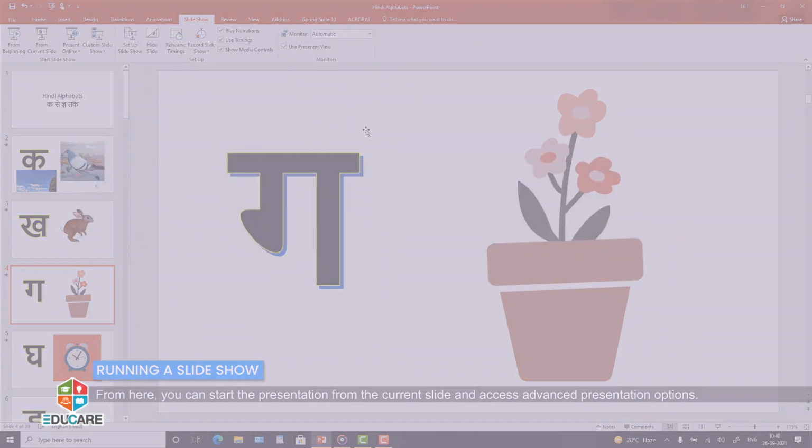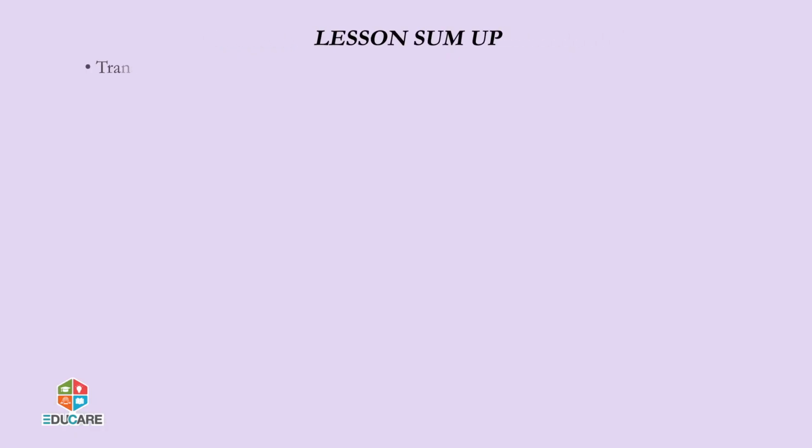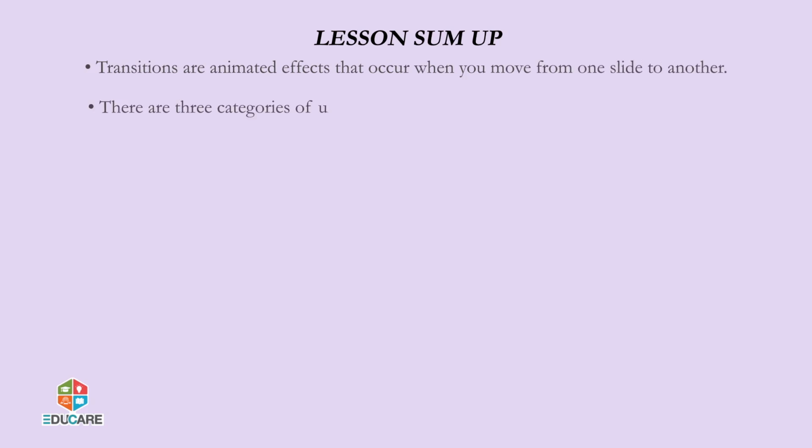Show mode. Lesson sum up. Transitions are animated effects that occur when you move from one slide to another. There are 3 categories of unique transitions to choose from: subtle, exciting, and dynamic content.